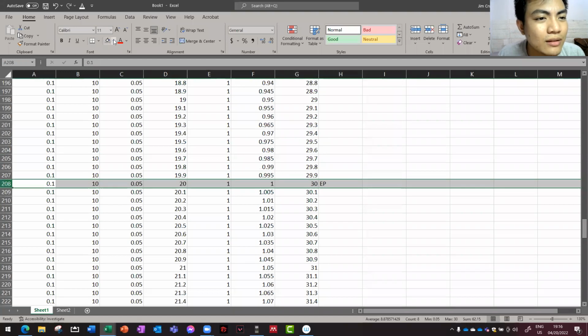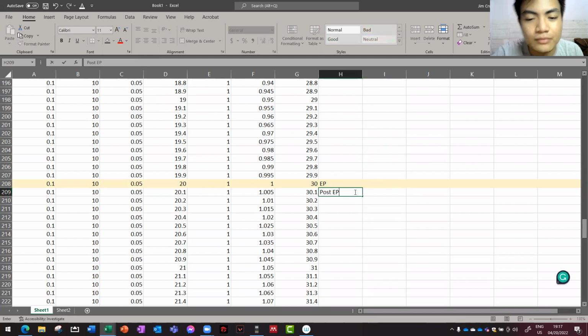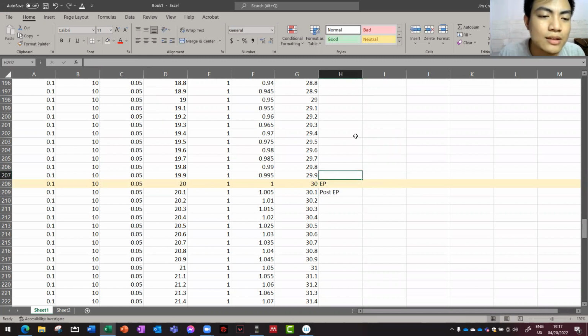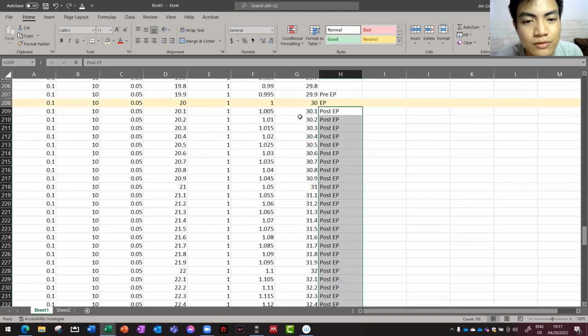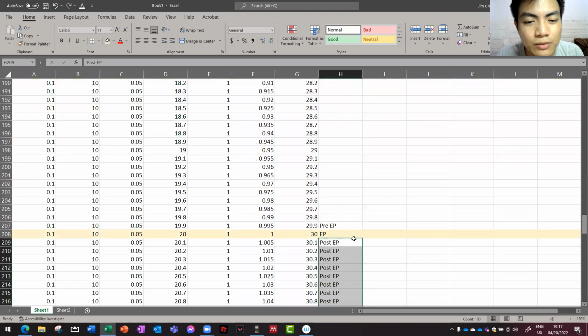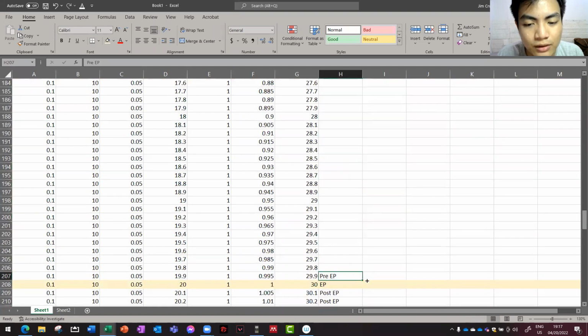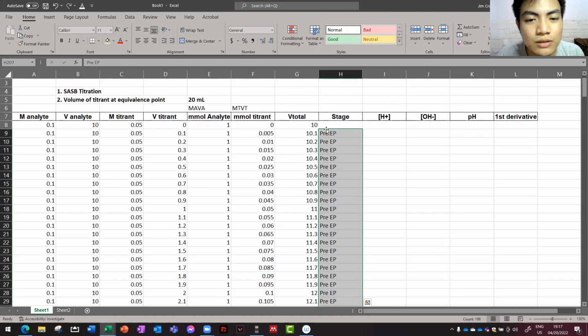And now, what does it mean? So I'll highlight this muna. So that means that if this is the equivalence point, any volume of the titrant greater than 20 will be my post-equivalence point. And any volume of the titrant less than 20 is my pre-equivalence point, right? So you have to label them accordingly so you will not get confused. Any volume greater than 20 ml will be a post-equivalence point, and any volume less than 20 ml will be the pre-equivalence point. So let me just drag it upwards. Okay. Kindly skip 0 because this is the initial.